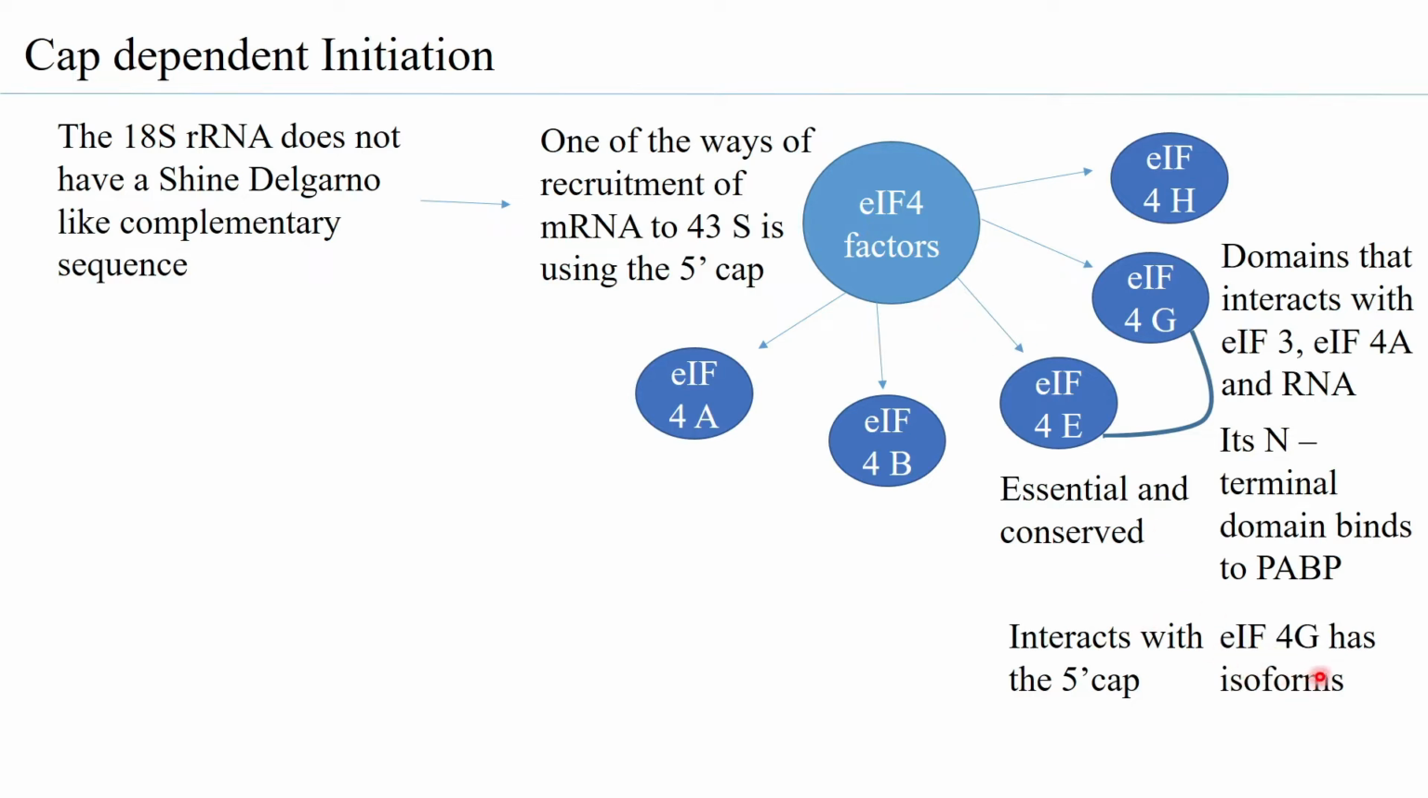EIF4G also has a few isoforms, that is, you can have EIF4G1, EIF4G2 that way.